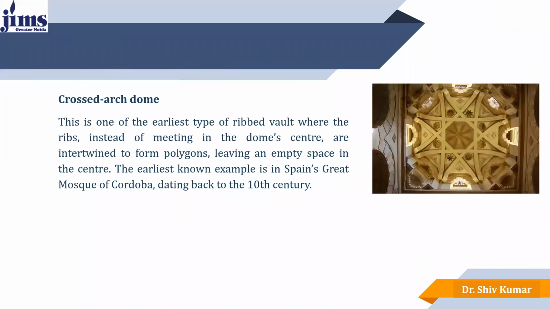Now, the crossed arch dome. This is one of the earliest types of ribbed vault where the ribs, instead of meeting in the dome center, are intertwined to form polygons, leaving an empty space in the center. The earliest known example is in Spain's Great Mosque of Cordoba, dating back to the 10th century. So here we can see that the polygonal shapes have been made and the dome is constructed over there.